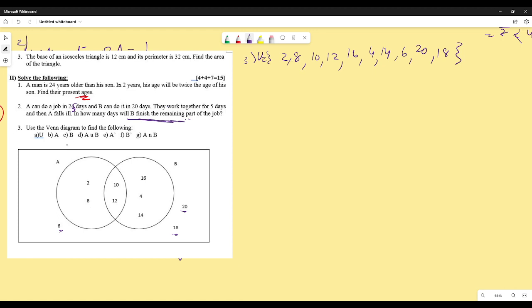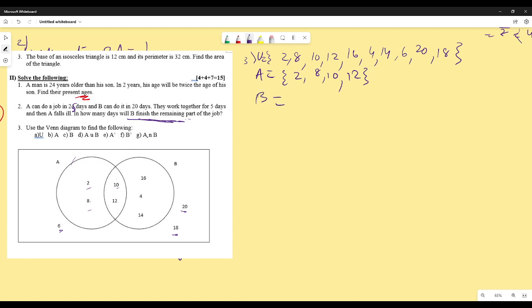Now we are looking at set A. So what are the things which are included in set A? So set A will have these things 2, 8, 10 and 12. These are what are all inside the A circle. This is the A circle, right? So you have 2, 10, 12 and 8 inside the A circle. So when we are talking about this over here, 2, 8, 10 and 12.